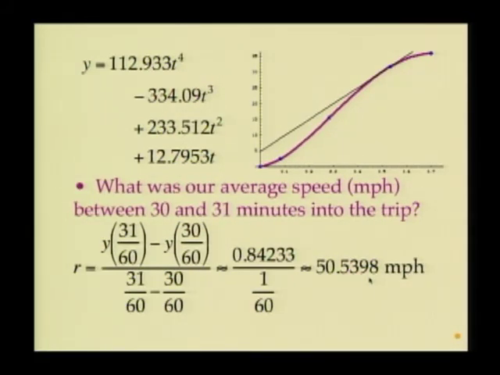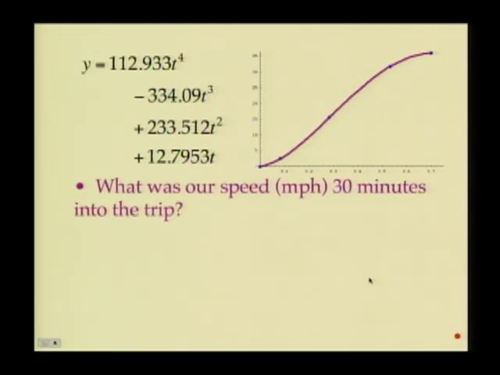Now, here's one that I can't solve very well, and this is really one we worry about the most. This is going to illustrate one of the weaknesses of algebra. What we'd really like to know is, what was our speed 30 minutes into the trip? You know, at a point, how fast was I going right then? When I got the ticket, how fast was I going?